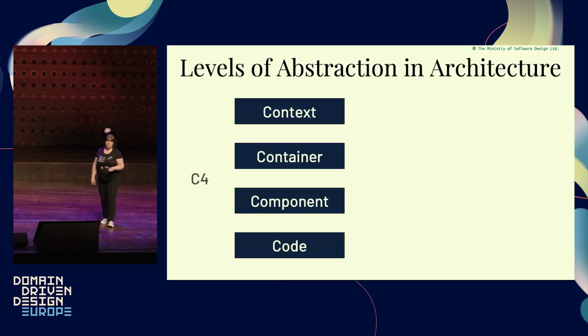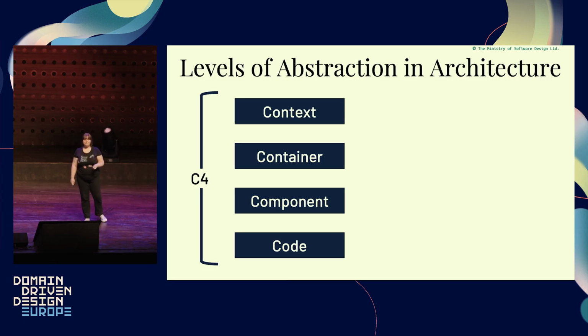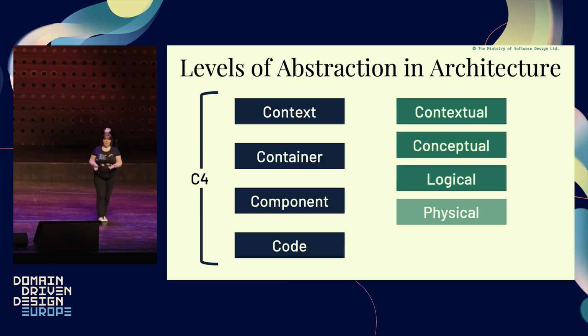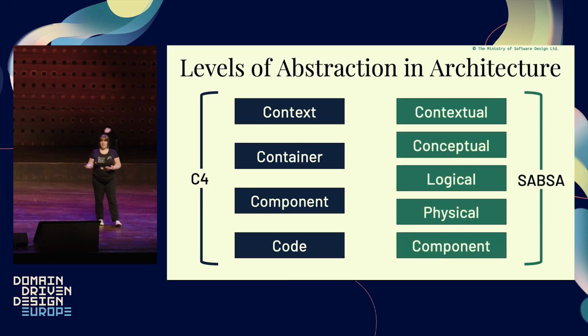So C4, as I just told you, I showed you that context diagram. That is the very high level. And then the next level down, you have a container diagram. And then when you break that down, you get component and code. You tend to only use the top two of these. Those are the most common. And then some of our frameworks for architecture, like SABSA, which is a security framework, also split things out in different ways.